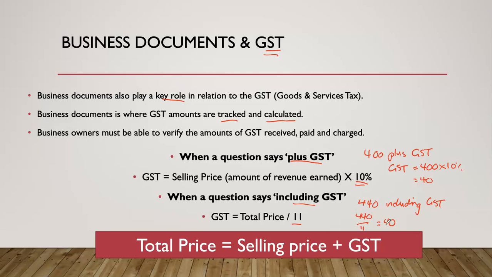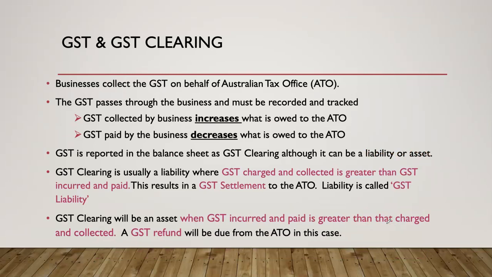So we're going to have to be good at identifying from our document, does it include GST? Does it say plus GST? How are we going to identify all this information? This is important, as I said, because the businesses collect GST on behalf of the ATO and the GST passes through the business and must be recorded and tracked. Any GST that we collect increases what is owed to the government. Any GST that is paid decreases it.